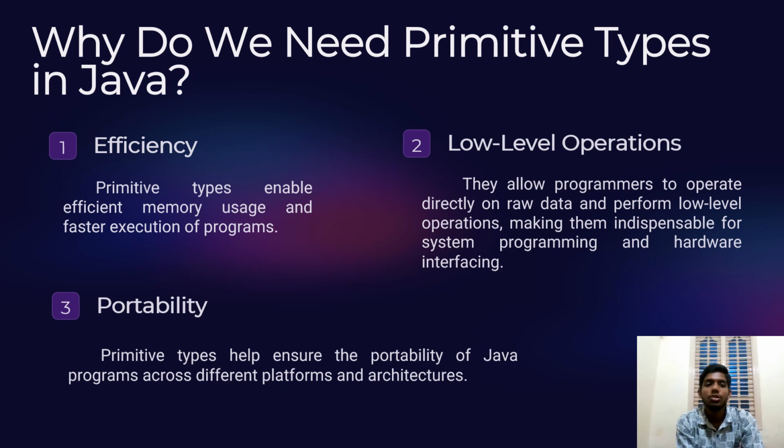Why do we need primitive types in Java? Efficiency. The primitive types enable efficient memory usage and faster execution of programs. Low-level operations. They allow programmers to operate directly on raw data and perform low-level operations, making them indispensable for system programming and hardware interfacing. Portability. The primitive types help ensure the portability of Java programs across different platforms and architectures.